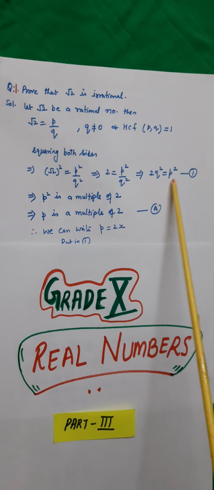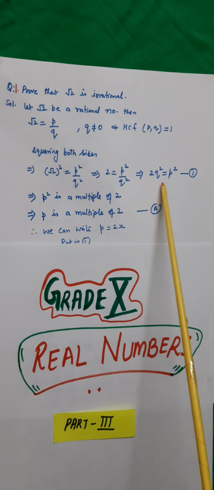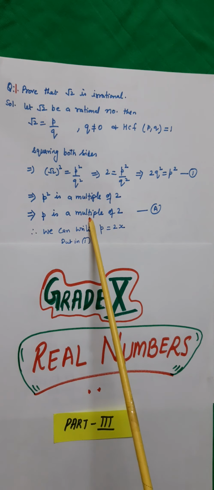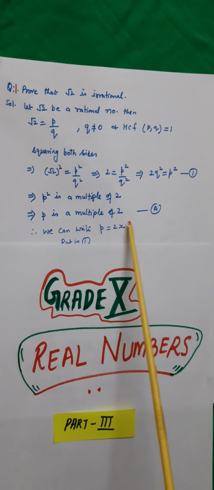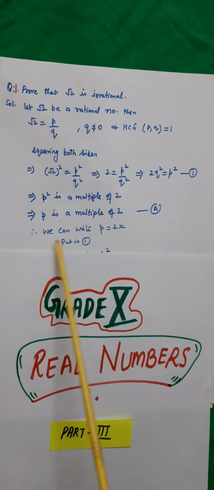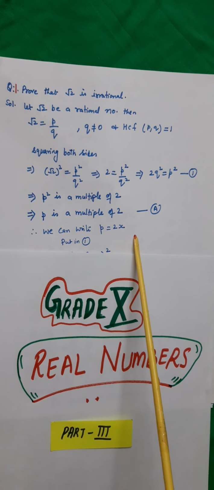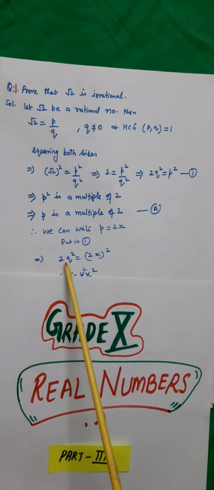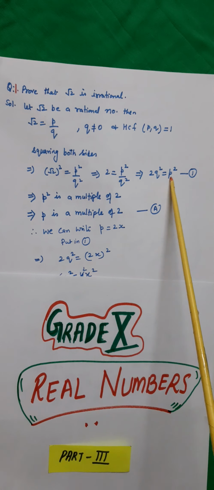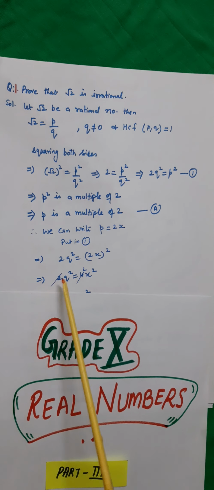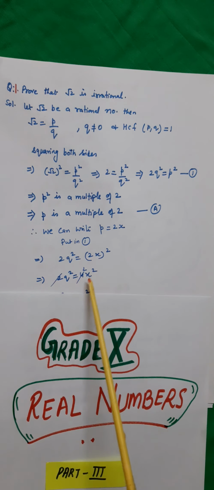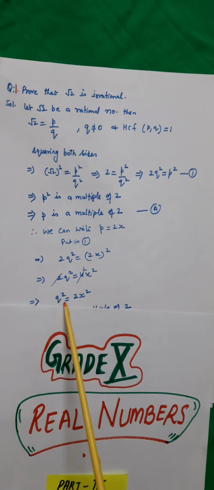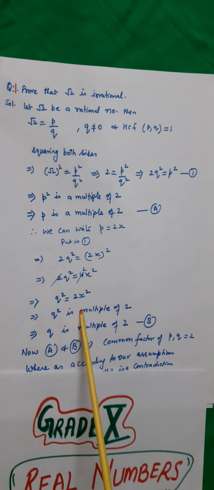This expression tells me that p square is a multiple of 2. If p square is a multiple of 2, then p must also be a multiple of 2. Let's call it a. Therefore, we can write p is equal to 2x. Put it in number 1. So this gives me 2q square is equal to 2x whole square, which implies 2q square is equal to 4x square. This 2 and 4 get cancelled and we have q square is equal to 2x square.